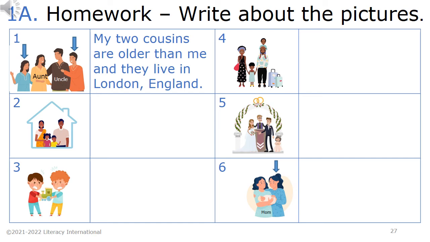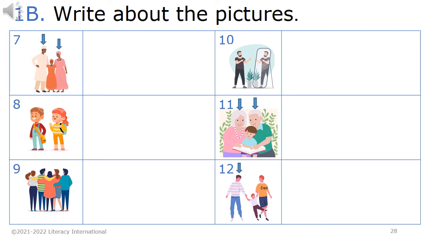1A, homework. Write about the pictures. For example, 1. My 2 cousins are older than me, and they live in London, England. 1B, write about the pictures.